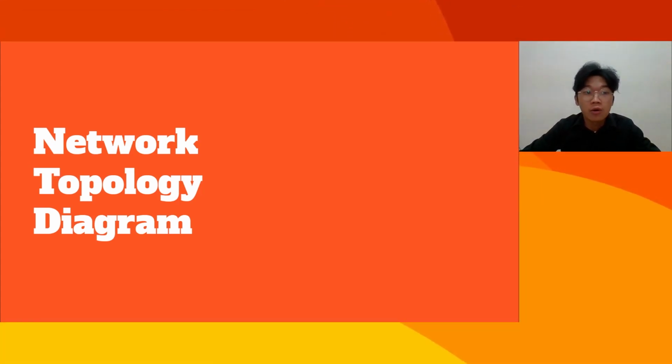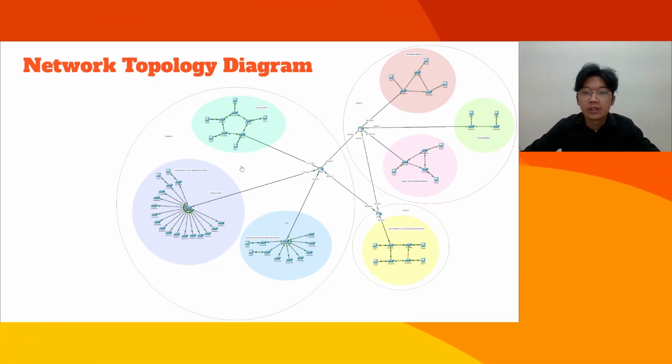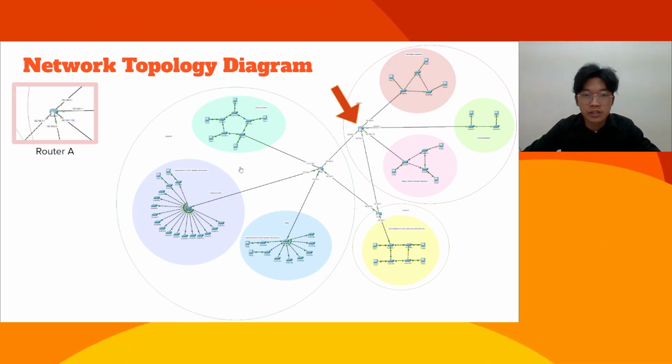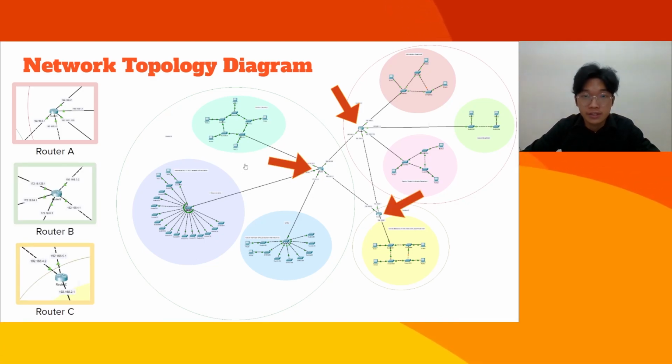Now, let us see our network topology diagram. In the network topology diagram, we have divided it into three locations, which are location A, location B, and location C. Each location has a router. The three routers from each location are interconnected as a ring topology, which is a triangle shape. The router is inside each location: router A inside location A, router B inside location B, and router C inside location C.